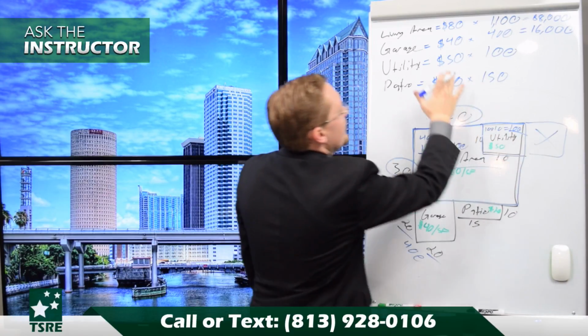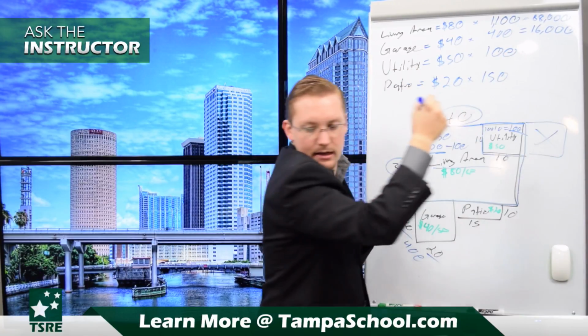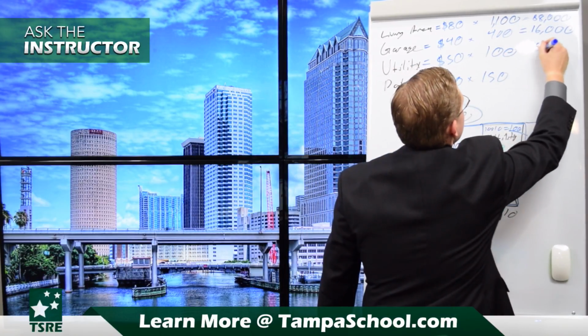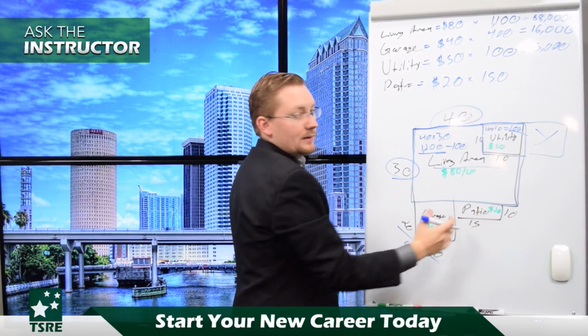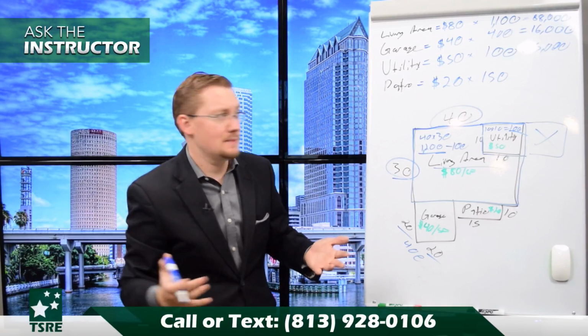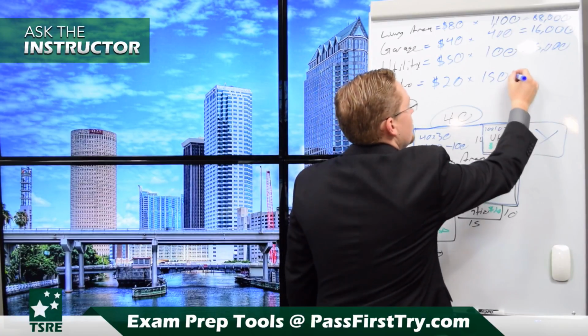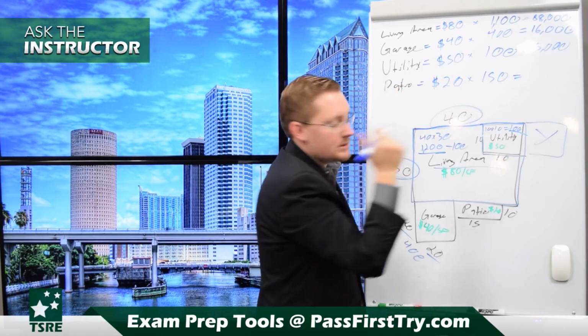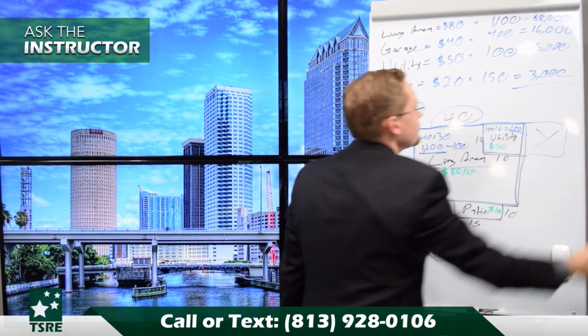Our utility area, it's $50 a square foot at 100 square feet, so that's going to give us a cost of $5,000. And then our last one we've got is our patio area, the cheapest one to build, because a patio, maybe we have a little roof over it, a little concrete slab, but nothing too expensive there, so only $20 a square foot for this one. It's 150 square feet, so we're going to multiply the two of those out, and we end up with $3,000.